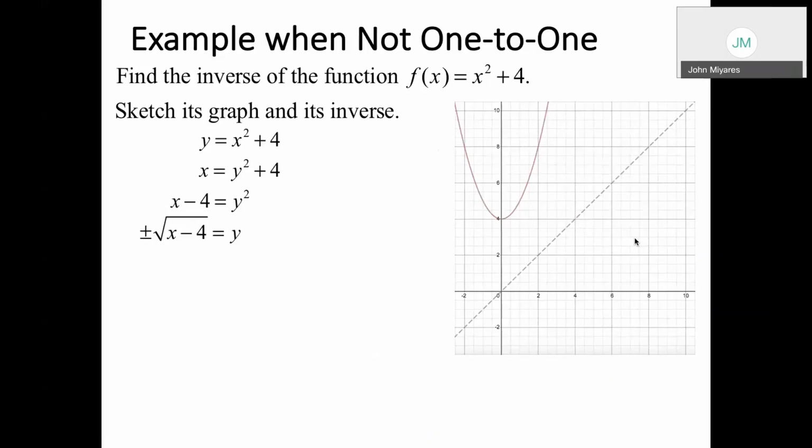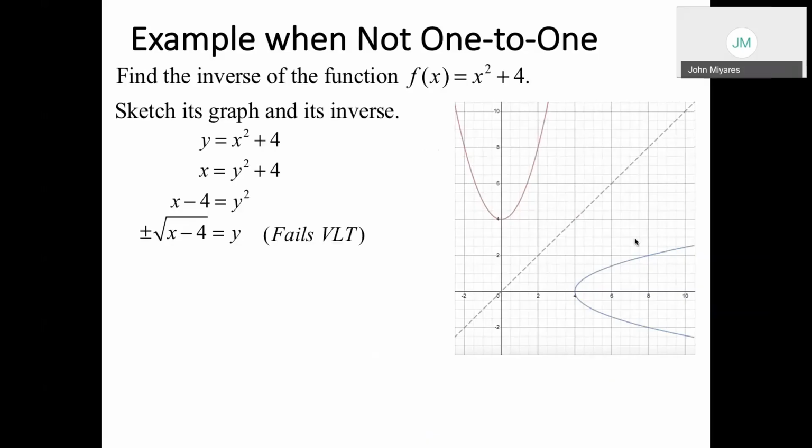Now, if I reflect the entire parabola over the line y equals x, what I now get is this sideways parabola here. Now, we have worked with sideways parabolas. We did that back at the beginning of the course in chapter 11. But the problem is that this sideways parabola is not a function because it does not pass the vertical line test.